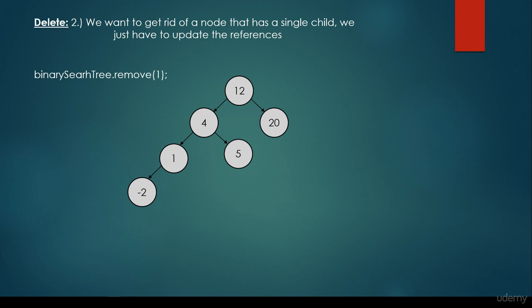Okay, what about the second case? We want to get rid of a node that has a single child. We just have to update the references. So we would like to get rid of the node 1. First we have to look for it. So we go to the left until we bump into the node 1 we would like to get rid of. So basically, we just have to set the parent's pointer to point to the child instead of this one. So we just have to get rid of this and make sure that the 4 is pointing to the -2 instead of the 1. We can do it very easily, we just have to update the references.